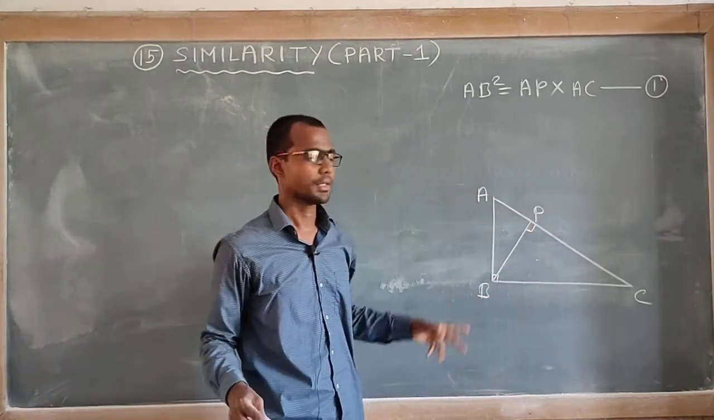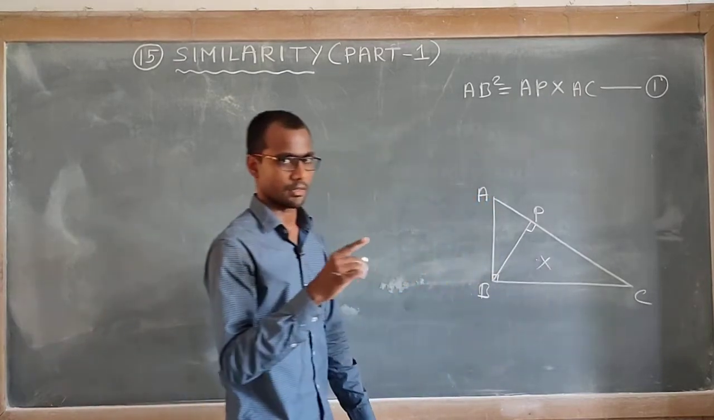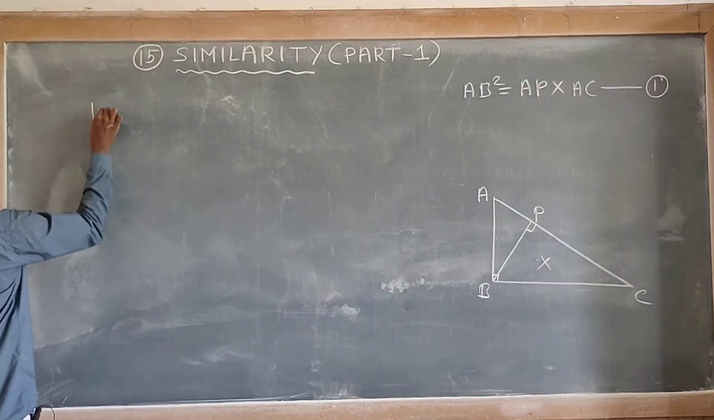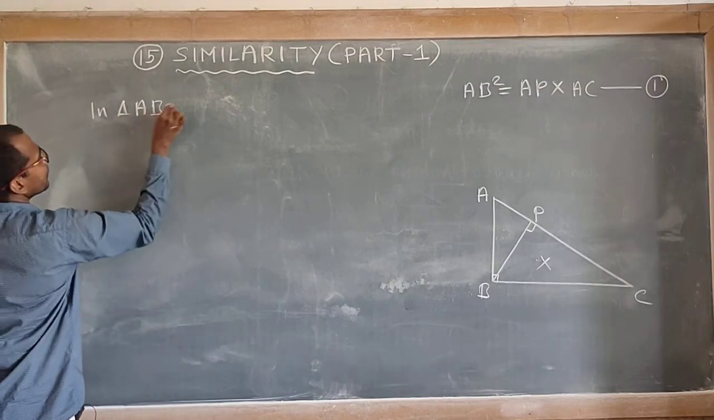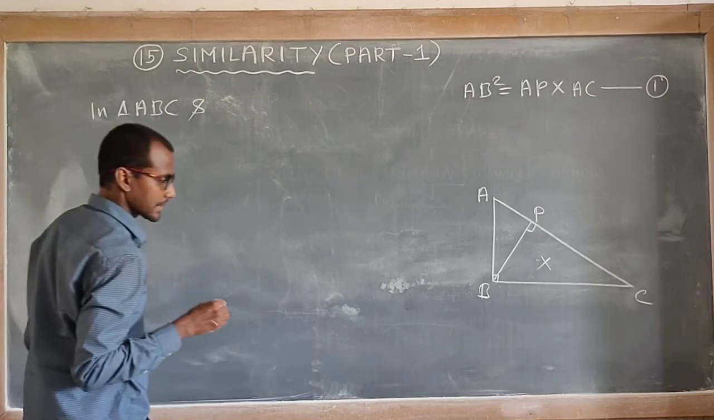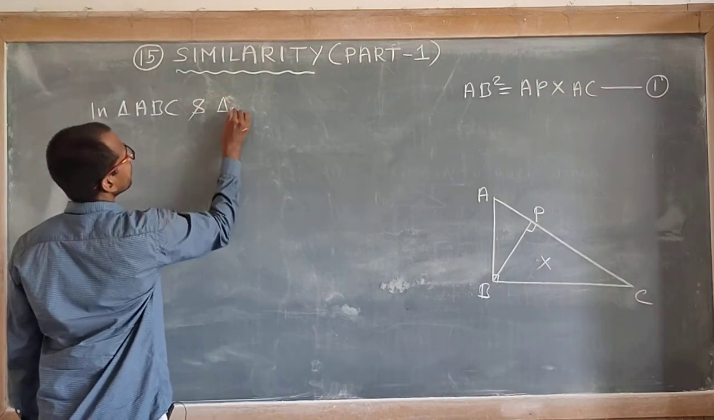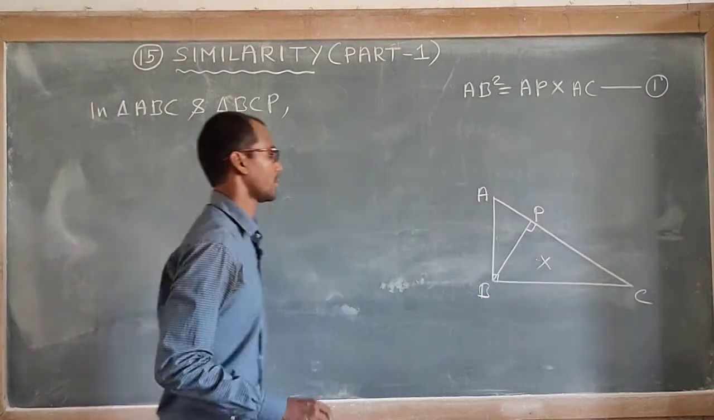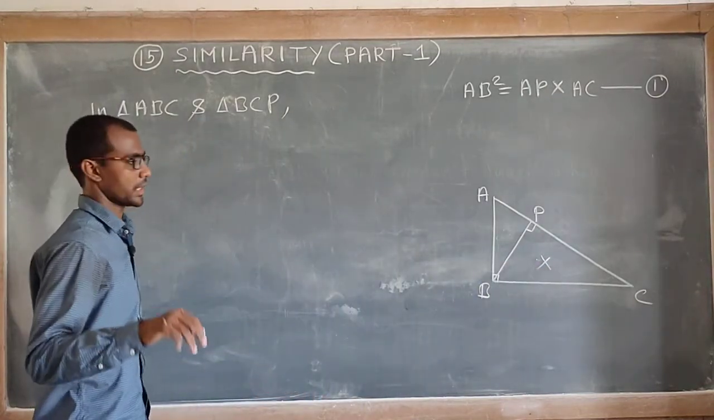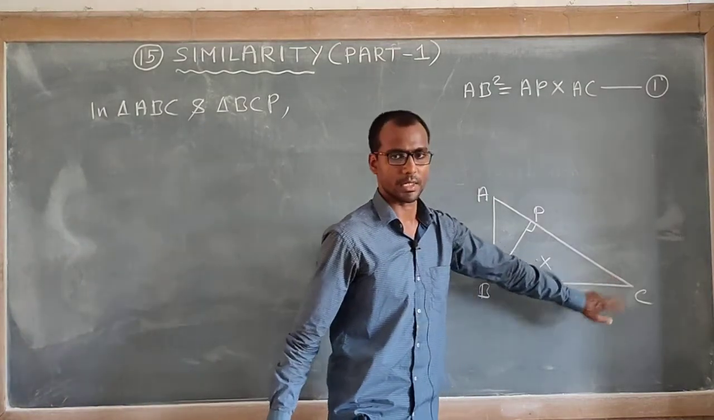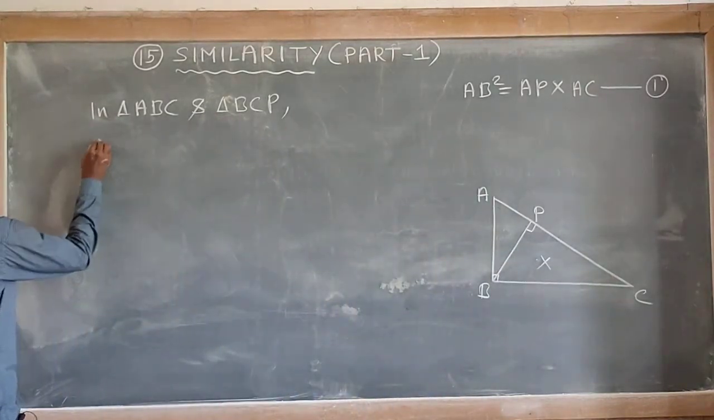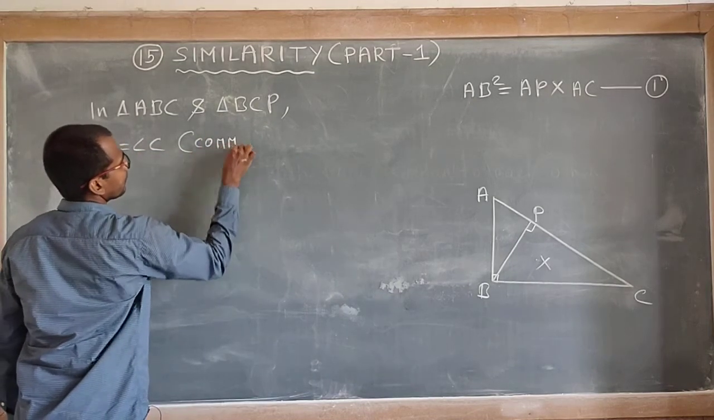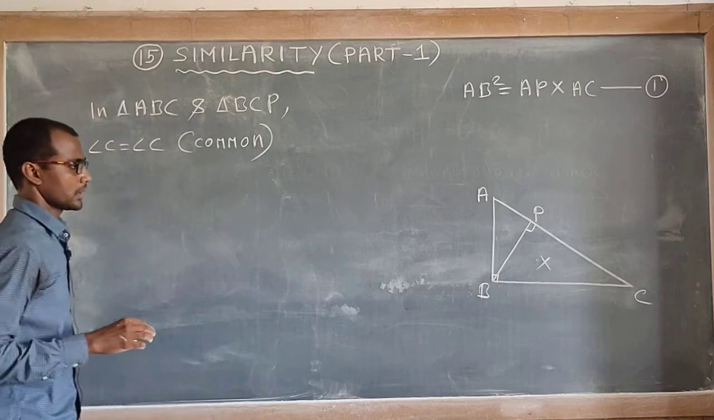Again the big triangle and this triangle. We will prove similarity in the same manner. So in triangle ABC and triangle BCP, this triangle. Any angle common? Yes, angle C is common. You can see angle C is common. Angle C equals angle C, common.